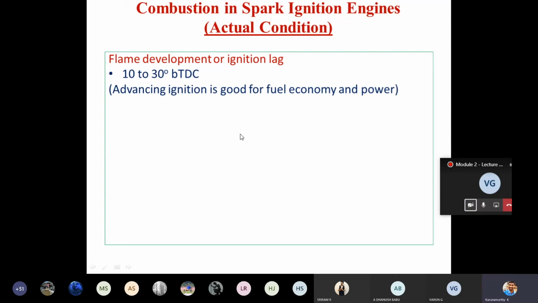Now, why are we introducing the spark slightly before TDC, that is 20 degrees to 8 degrees? If you advance the ignition, starting it before TDC, it is found from experience that you will get better fuel economy and the maximum power.